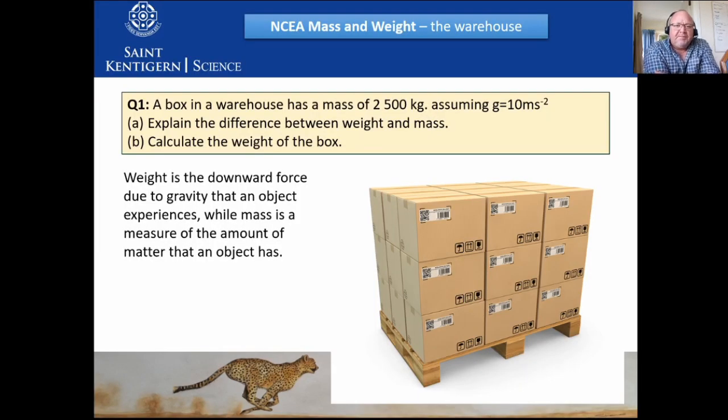Anyway, so here's an example of NCEA Mass and Weight, the warehouse. A box in the warehouse has a mass of 2,500 kilograms. Assuming the gravitational acceleration g is 10 meters per second squared, explain the difference between weight and mass. Remember I told you? So explain the difference between weight and mass.